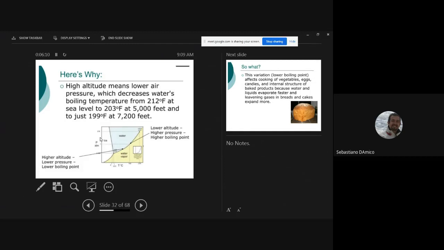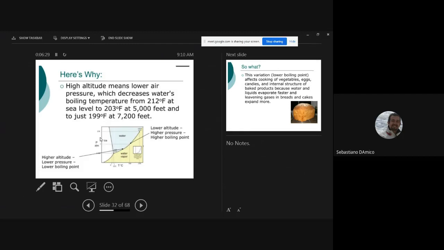So that's the reason why we have this variation with altitude. But this decreases the water boiling temperature point from 212 to 203, and we're talking here in Fahrenheit.